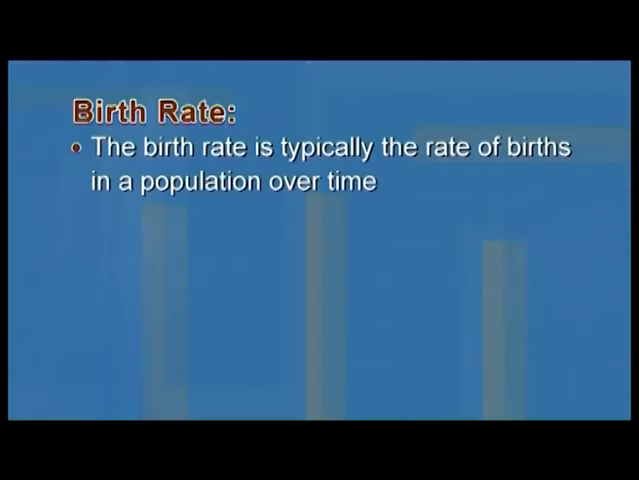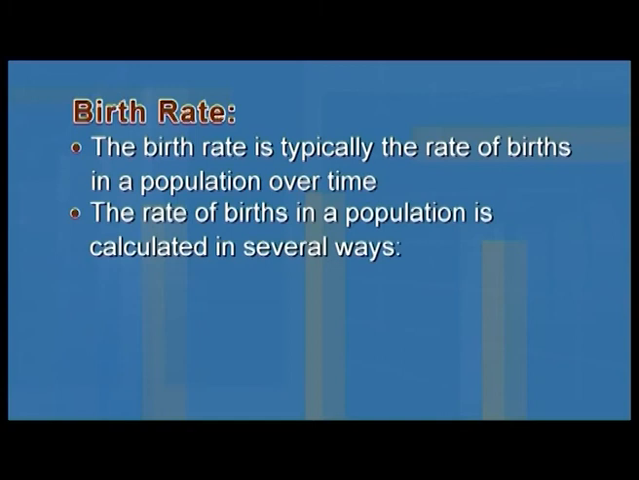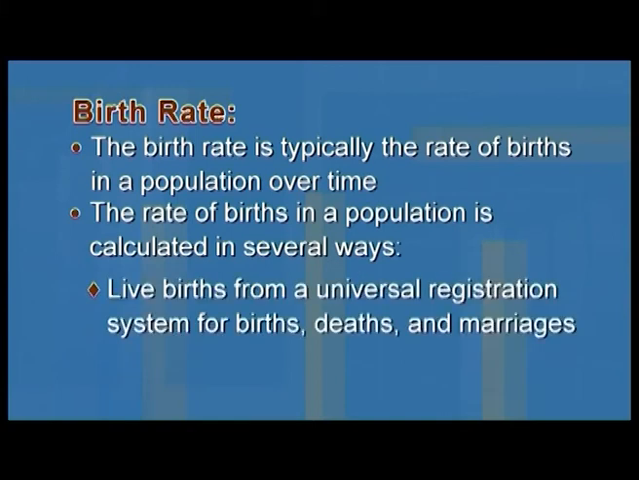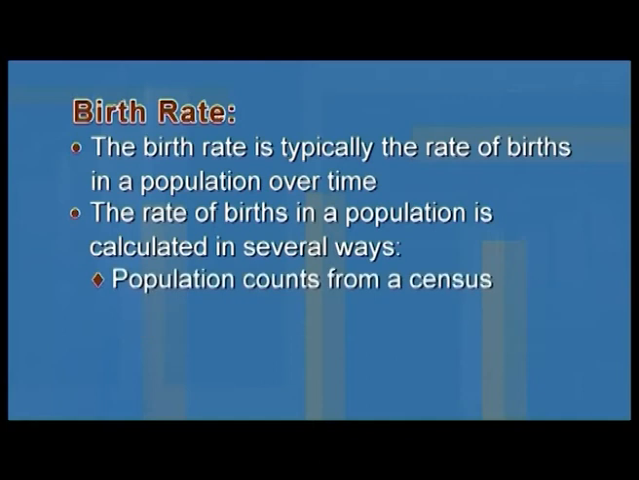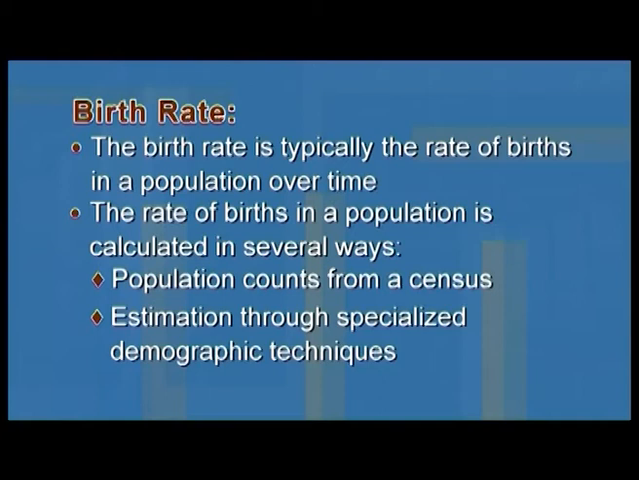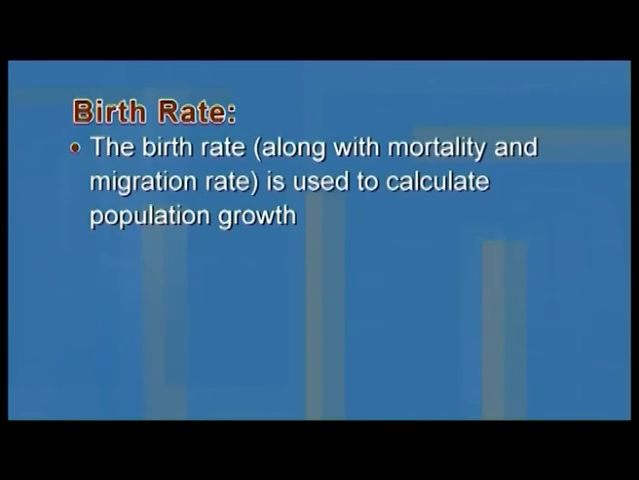The birth rate is typically the rate of births in a population over time. The rate of births in a population is calculated in several ways: live births from a universal registration system for births, deaths, and marriages, and population counts from a census and estimation through specialized demographic techniques. The birth rate along with mortality and migration rate is used to calculate population growth.